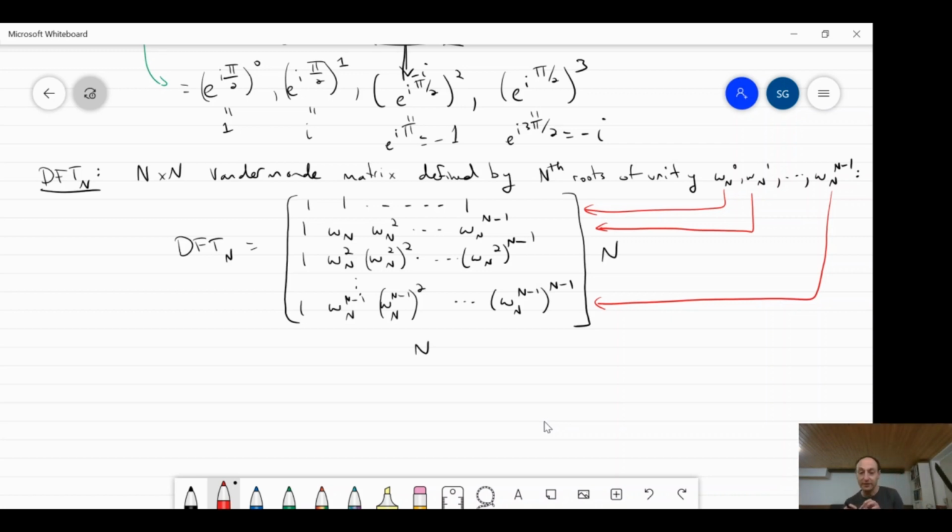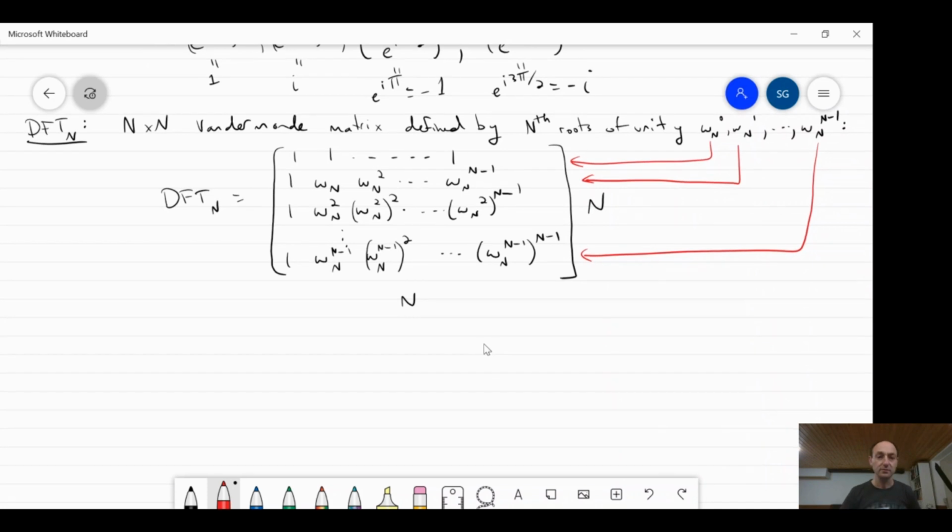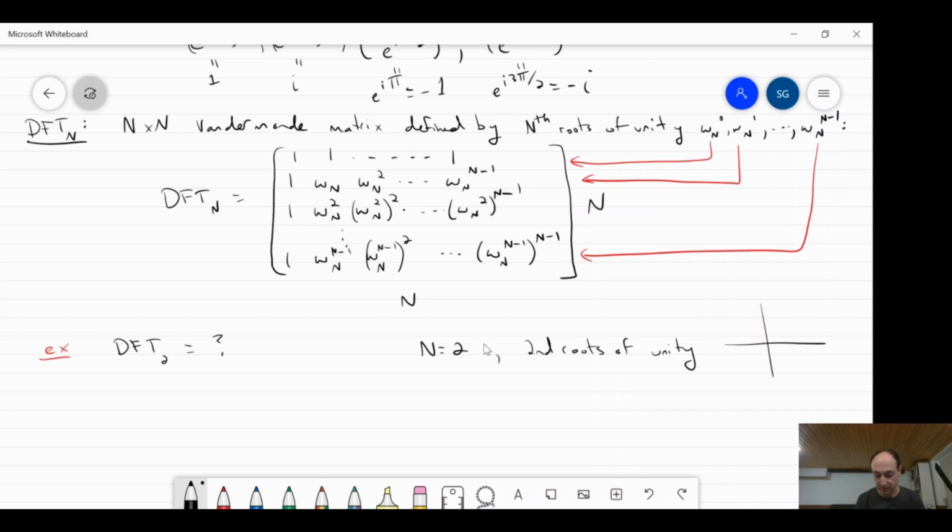Good. So now we have the discrete Fourier transform. So let's do a cute sanity check, which is: what is DFT_2? Okay. So now what is DFT_2? Well, n now equals 2, right? So we're looking at the second roots of unity. And again, we could draw the picture, right? What are these? Well, these are just going to be right here and right here. It's just 1 and minus 1.